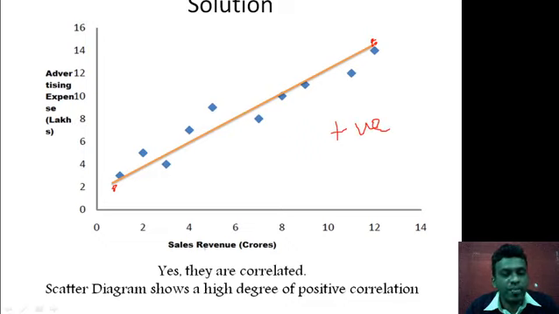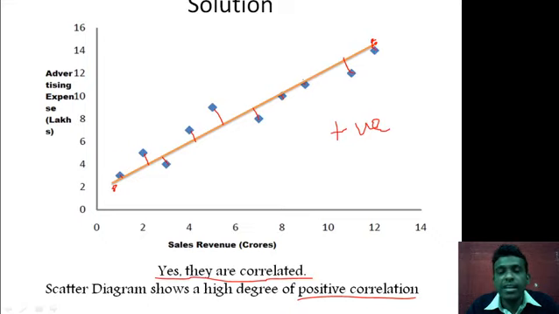So the first answer is yes, they are correlated, they are associated, and the scatter diagram shows a high degree of positive correlation. We know that there is positive correlation. Is it high or low, they have asked. Now if you see these values properly, when you are fitting this line, they are not much away from this middle line. They are closely packed together, not on the same line, but very closely packed. They are not very away from each other.